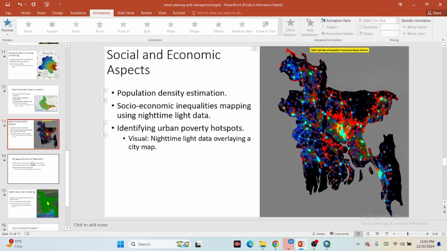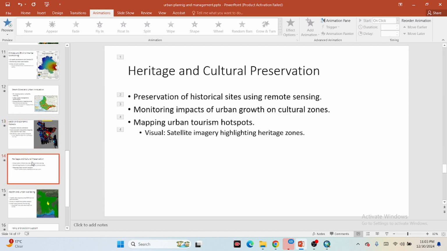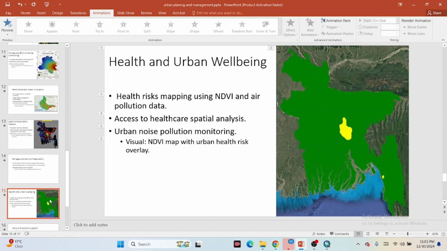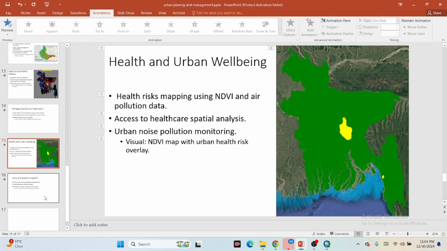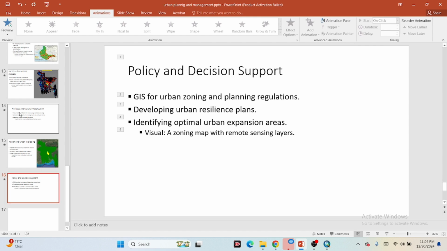And then heritage and cultural preservation. For that we can monitor, suppose, any heritage place. I'll show you this one. It's very important for health and urban well-being to check risk mapping. Based on NDVI and air pollution, mainly vegetation and air pollution, we compare them. I'll show you this process. So let's try to start one by one.